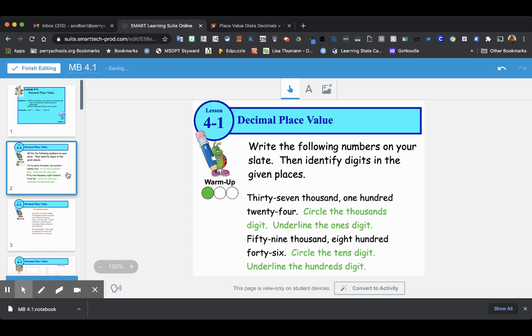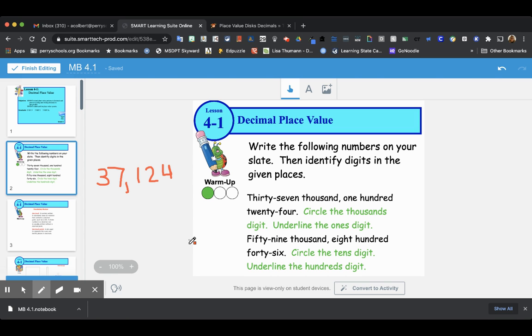Take out your slate if you have one, or a piece of paper, and we're going to write the following numbers on that slate or piece of paper, and then identify the digits given. So we've got two different numbers here. The first one is 37,124. So first you need to write that number and then do this green part. Circle the thousands digit and underline the ones digit. So go ahead, write that number out. I'll give you a moment and then we'll check our work together.